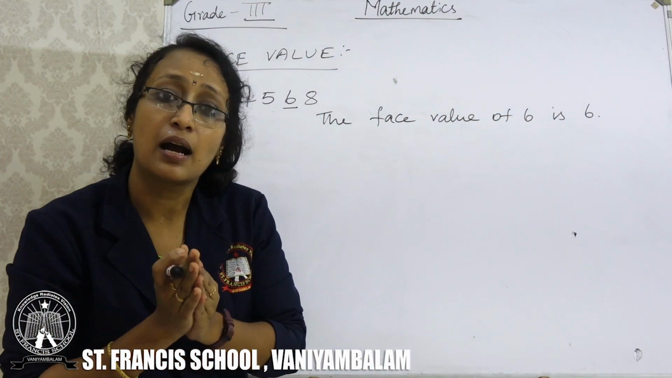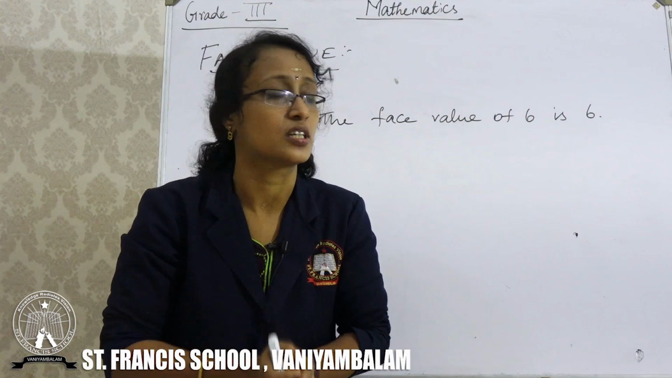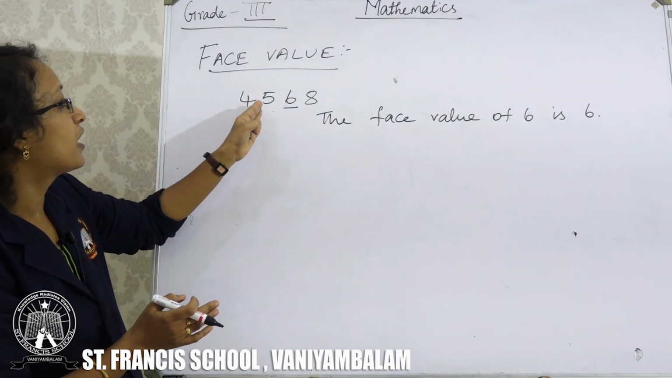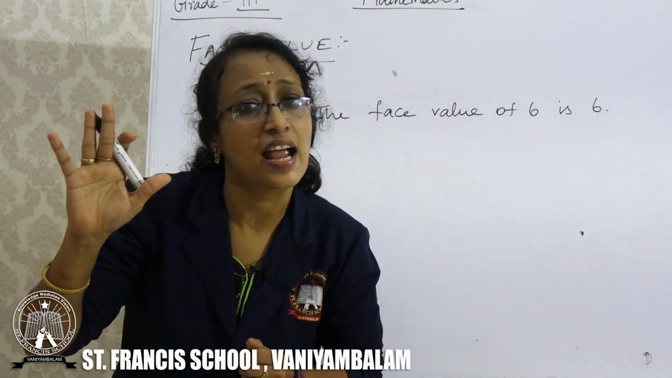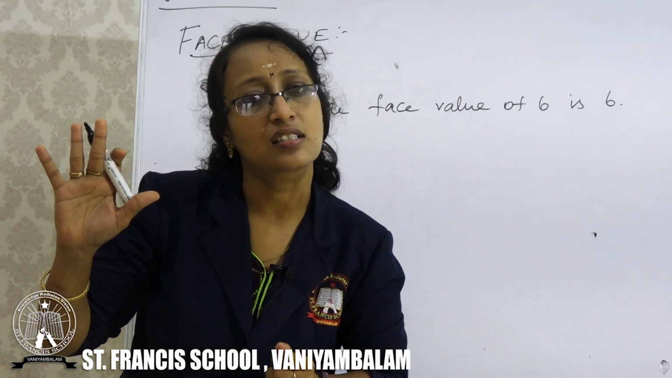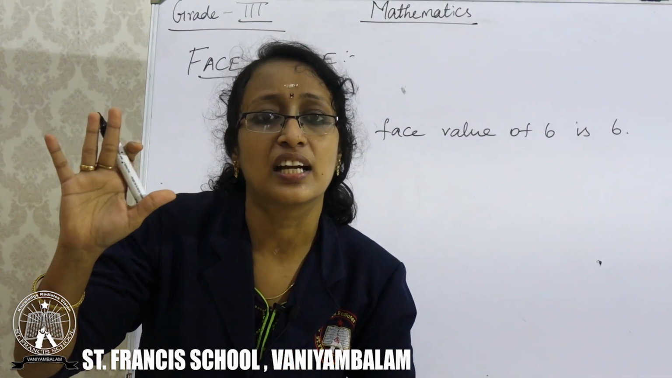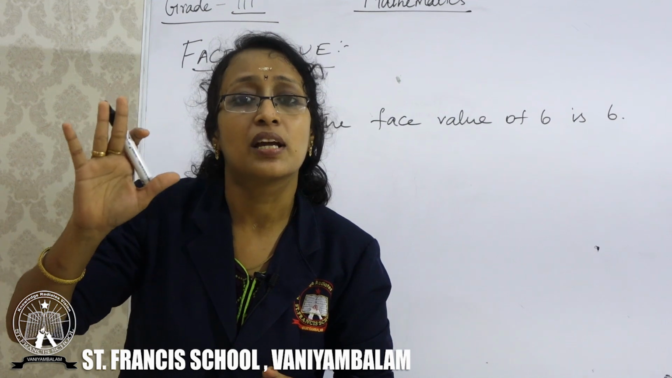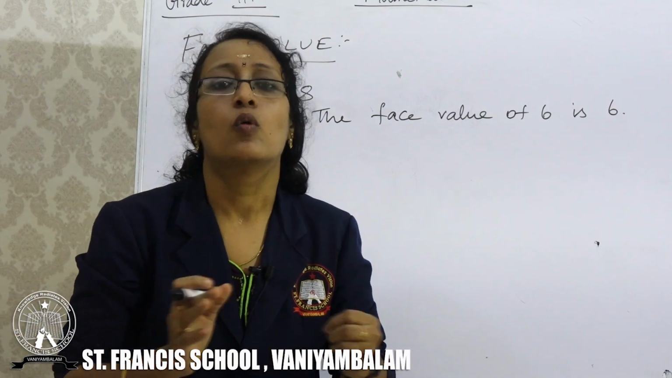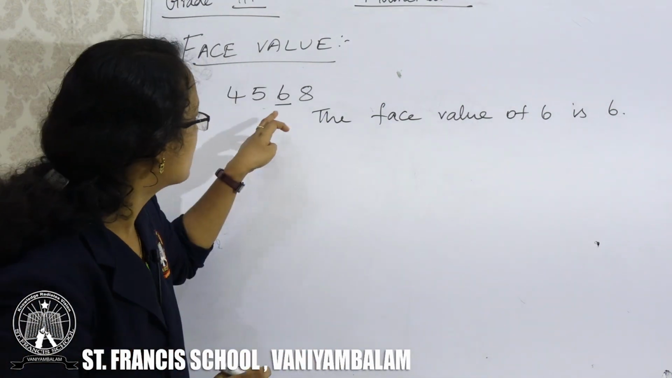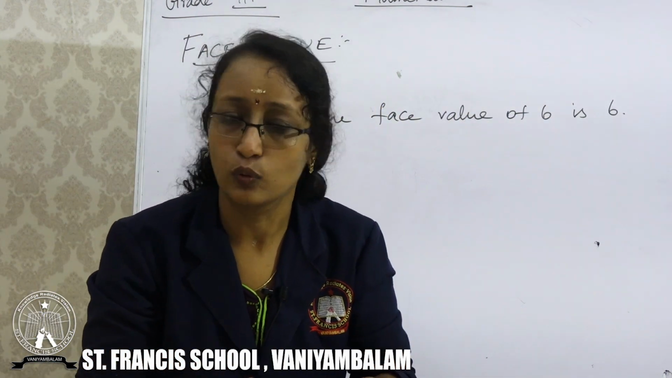The face value of a number is the number itself. That means the same number, the same digit. If you show 8 in the mirror, what will you see? You will see 8 or 9? You will see 8, right? That is the face value. Face value means the value of the digit. That means face value means the number itself. So, what is the face value of 4? 4. What is the face value of 5? 5. What is the face value of 6? 6. Face value of 8? 8. This is the face value, right?